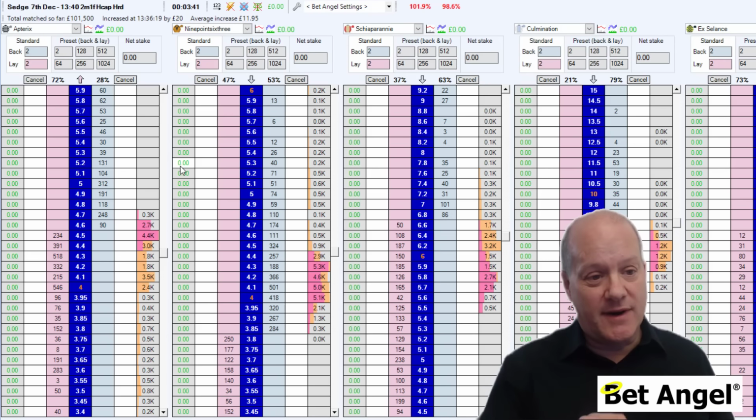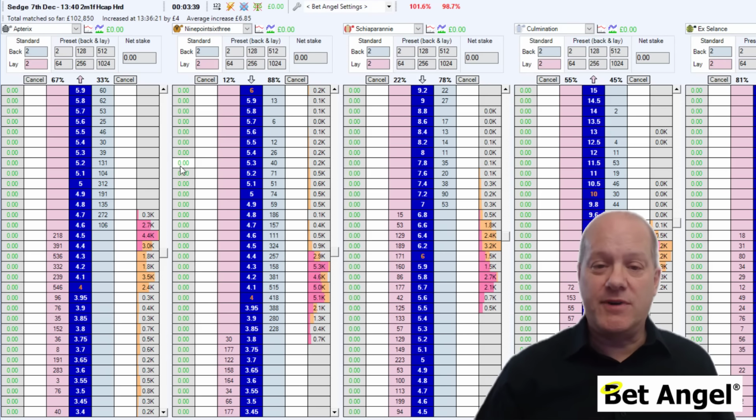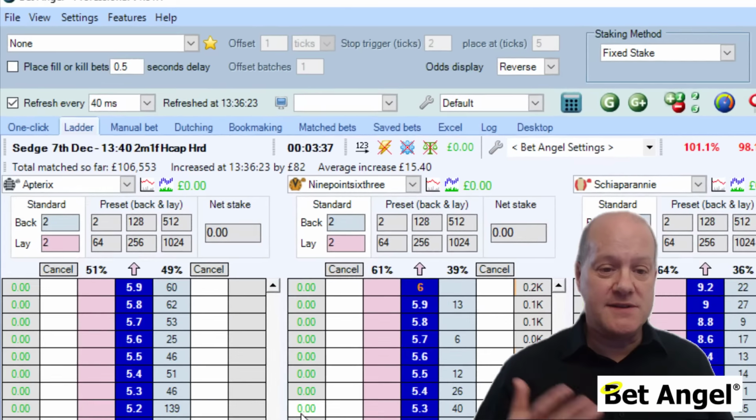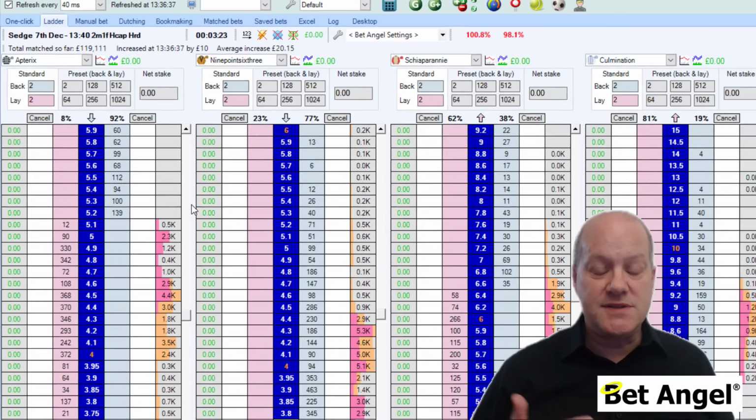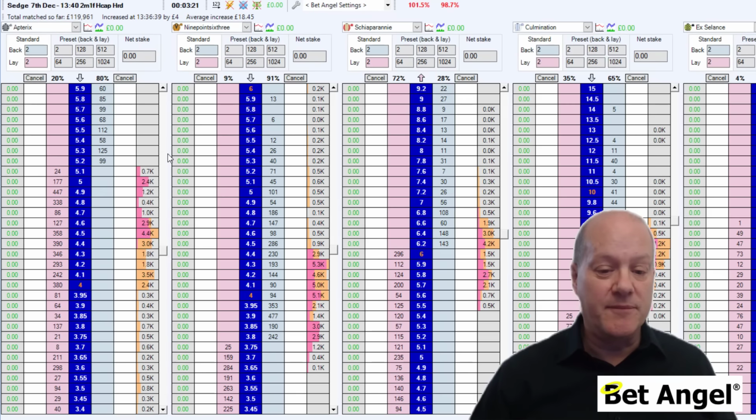So I've arrived in this market at Sedgefield with about 3.5 minutes to go, and we can see that there's plenty of money coming through the market. When you look at the top of the Betangel screen, you'll see how much money's been traded so far and how quickly that is increasing. If you don't see this, you can adjust and bring this up in the settings. But then your objective is to start looking at the market to understand what's going on.